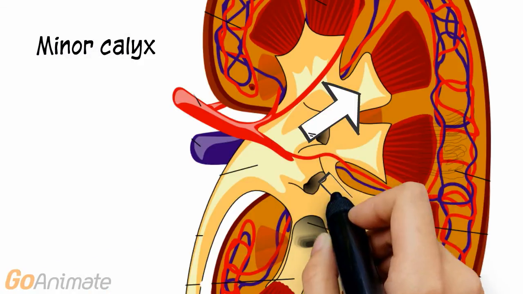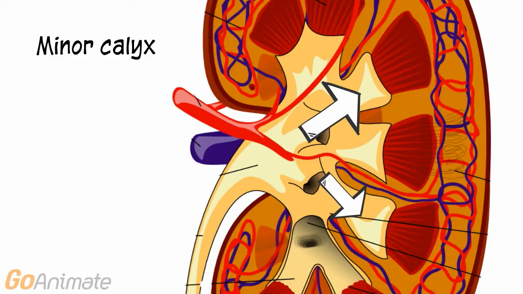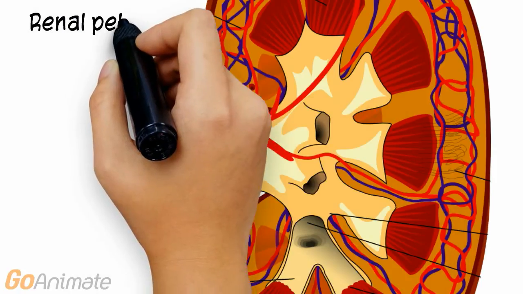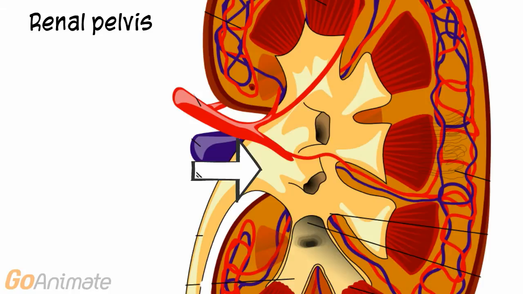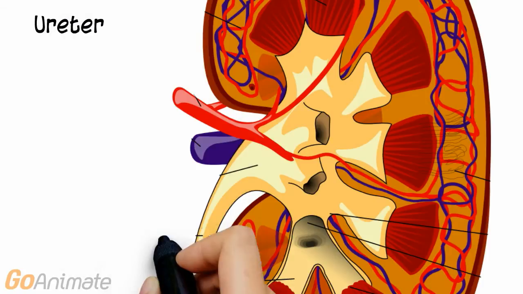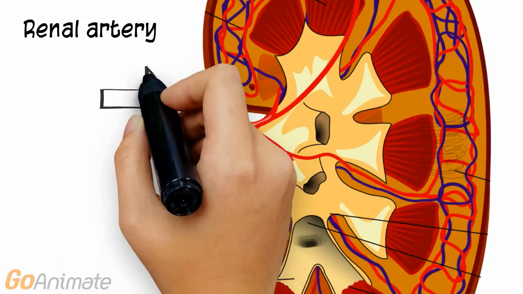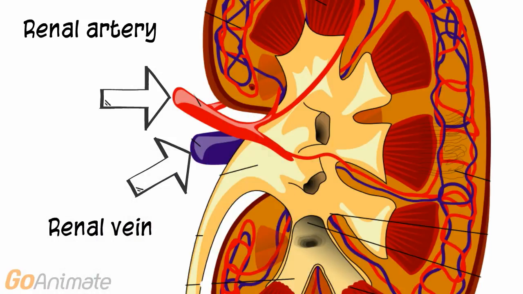Urine drains from the renal papillae to the minor calyces. The minor calyces combine to form major calyces, which combine to form the renal pelvis. Urine drains from the renal pelvis to the ureter. The area where the ureter exits the kidney and the renal artery and vein enter is called the hilum.